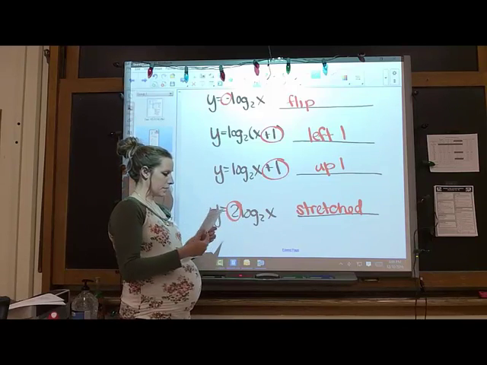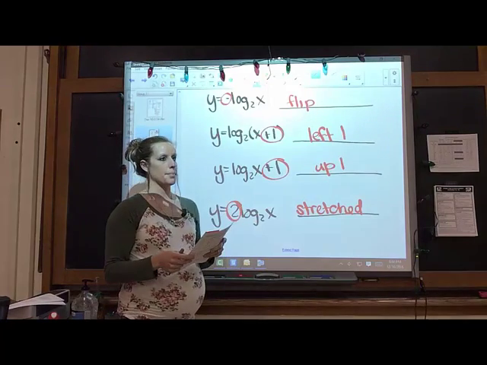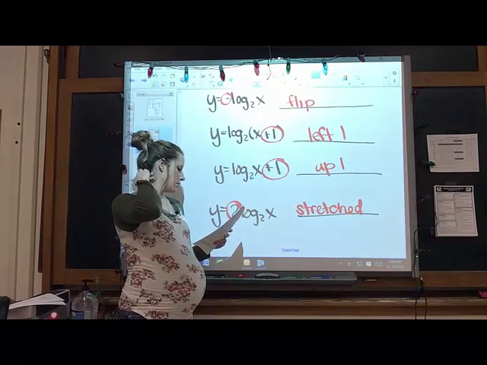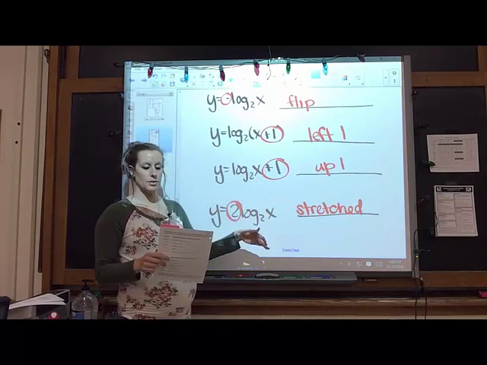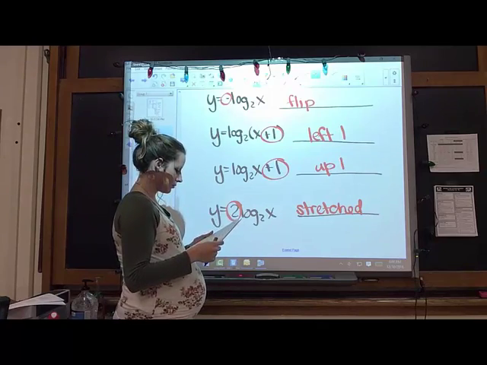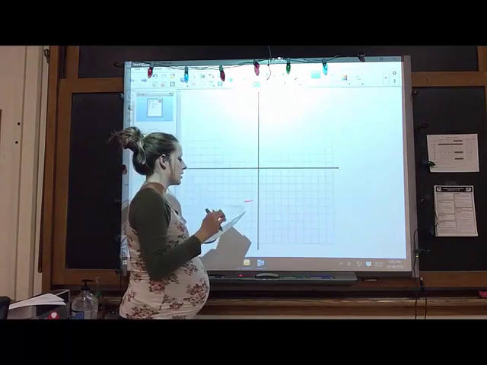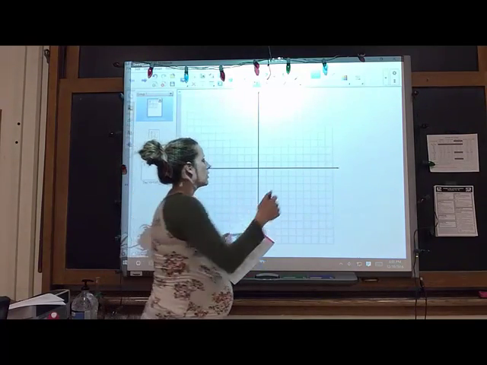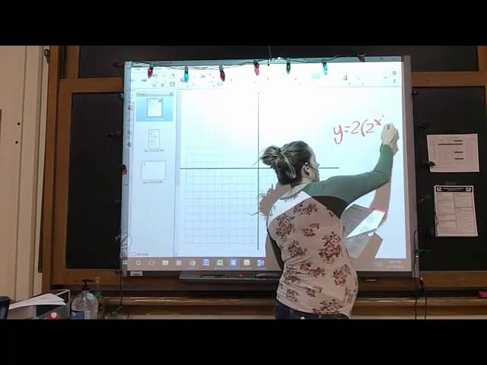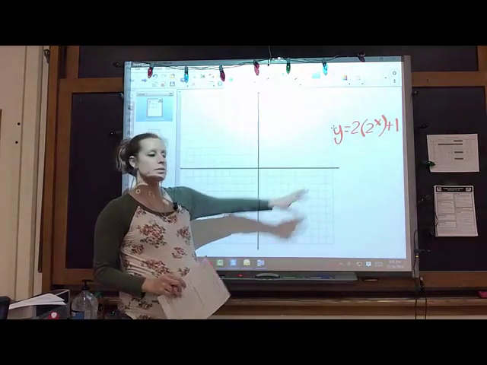All right, next page, we're going to practice transforming these graphs, based off what we've learned, and then we're going to actually graph them. Okay, so let's see. Number 1. We have y equals 2 to the x plus 1. So I want you to write out what type of transformations is going on here.